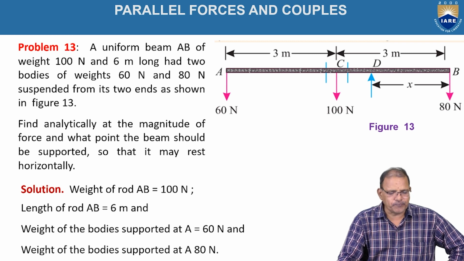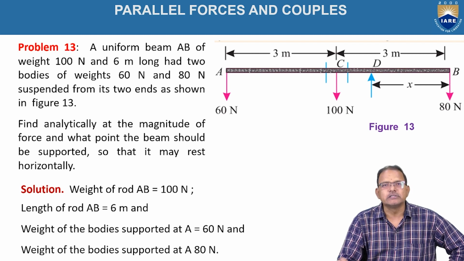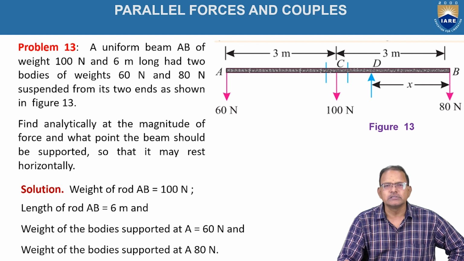Now, similarly, problem number 13. A uniform beam AB weighing 100 newtons and 6 meters long has two bodies of weight 60 newtons and 80 newtons suspended from its two ends as shown in the figure. Find analytically the magnitude of the force and at what point the beam should be supported so that it may be raised horizontally.